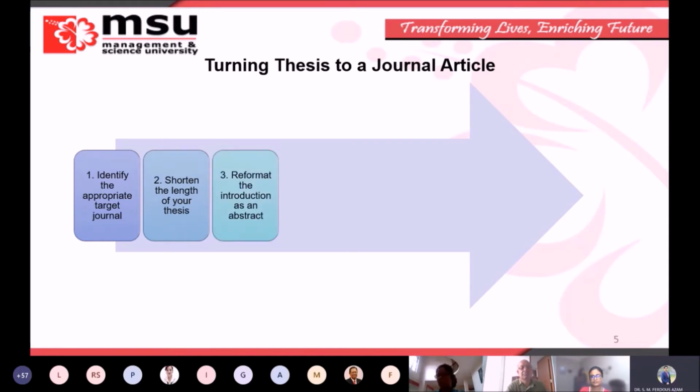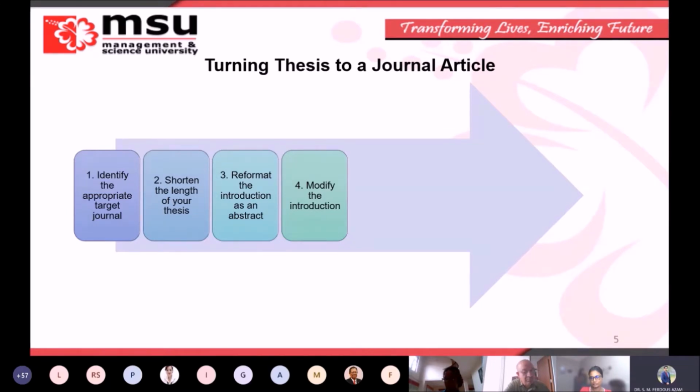Third one is called reformat the introduction as an abstract. We can do that. In a later slide, we will discuss in detail, followed by modify the introduction. Okay, now I would like to discuss something here. Number 4, it is called modifying the introduction.